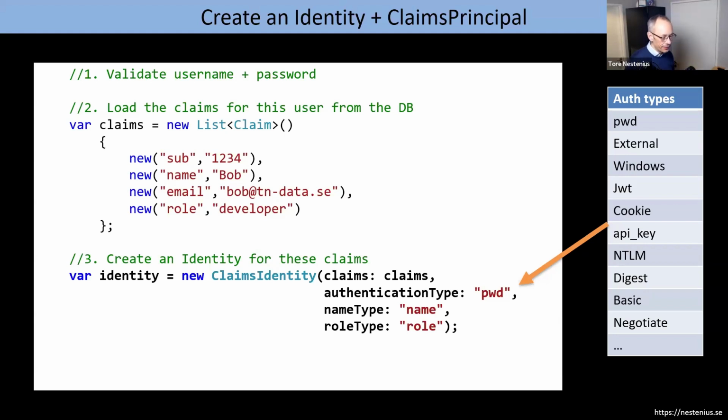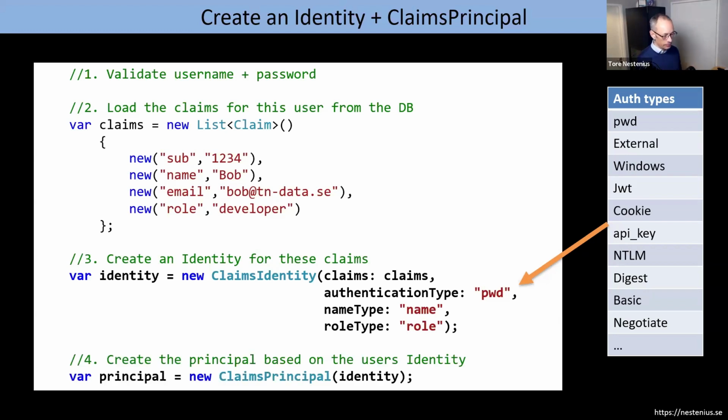When you have an identity, it's not enough. You have to have a claims principal as well. So we said before that the claims principal contains one or more identities. Typically, we only have one, but you might have two in some cases or more. So we have a principal. Great. So what do we do with a principal?